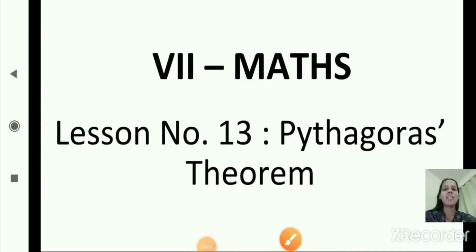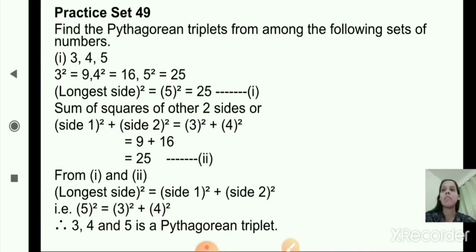Good morning students. In the previous session we completed practice set 48, lesson number 13, Pythagoras theorem. Now today we will start with practice set 49. So this is practice set 49.